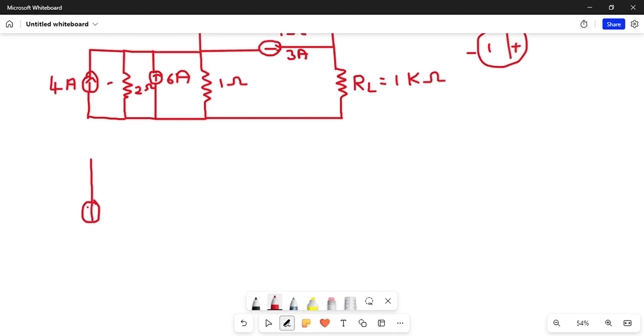Right? So 4 plus 6 ampere is nothing but 10 ampere, right? How 4 plus 6? You had 4 ampere and 6 ampere which were in the same polarity. That is why I just added those two and got 10 ampere.